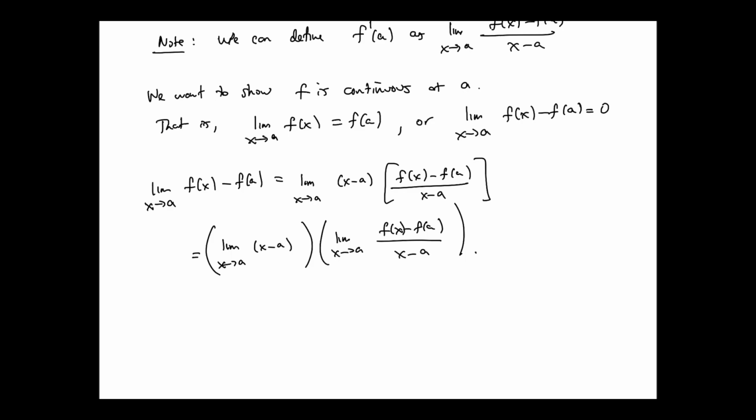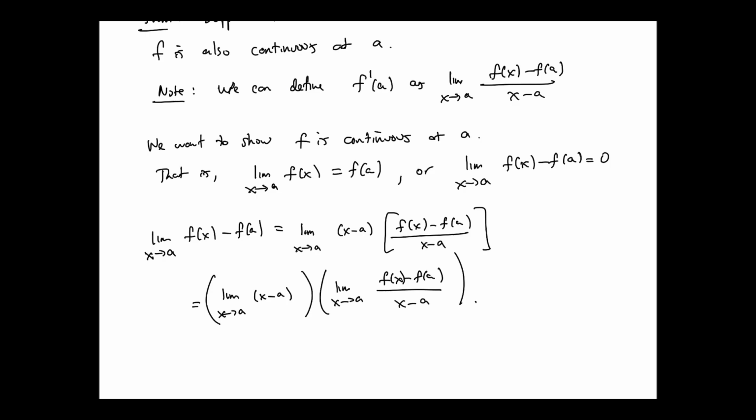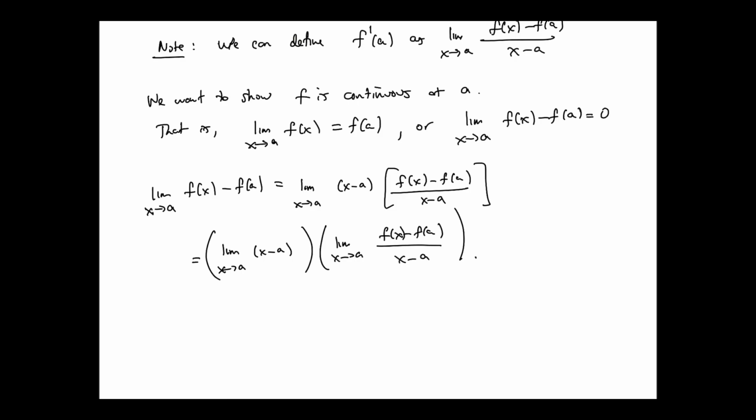But let's think about what this limit represents. This limit was another way of defining f prime of a, right? Do we know that f prime of a exists for this function? Yes, because that was the hypothesis, that it was differentiable. Okay, so what that means is this is equal to 0 times f prime of a. Well, last time I checked, what's anything times 0?